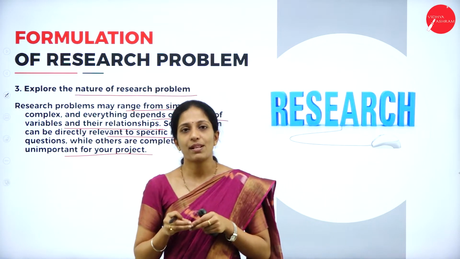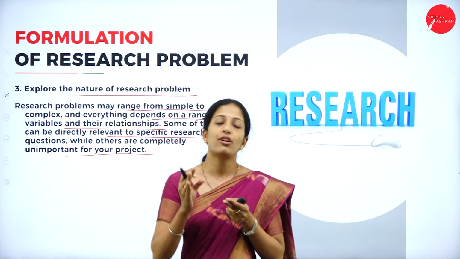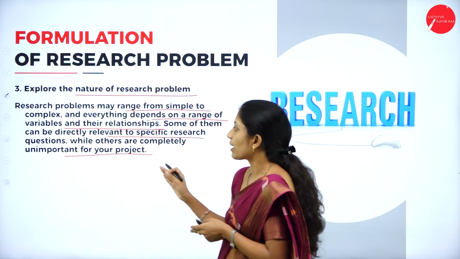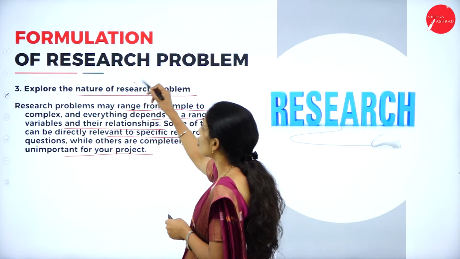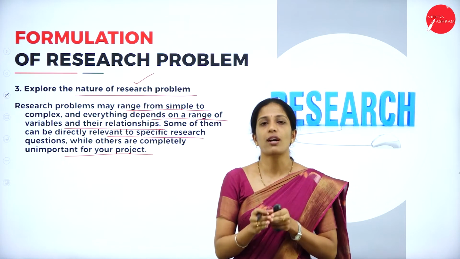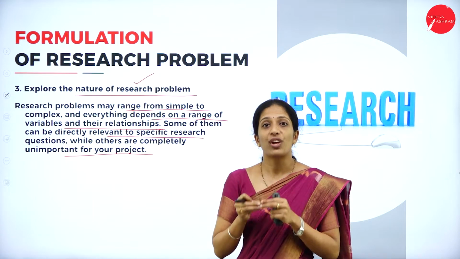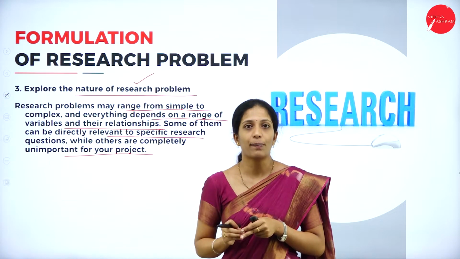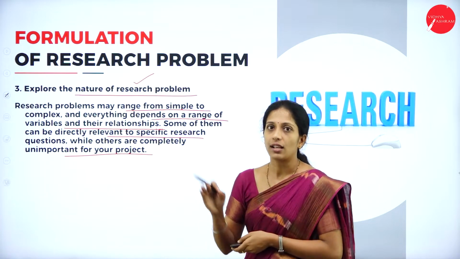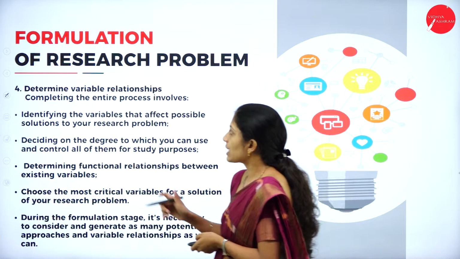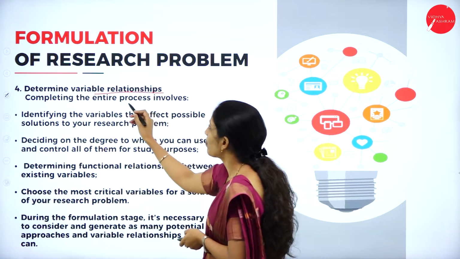Whatever variables we are going to collect, certain ones will fetch you the direct answers, but certain ones will not. That is called unimportant for your topic. So explore the nature of the research problem, whether it is a short research work or a too lengthy research work. Depending upon the variables available to solve the problem, we can explore whether it is a short or lengthy research problem. Next one is determine variable relationship, which completes the entire process.